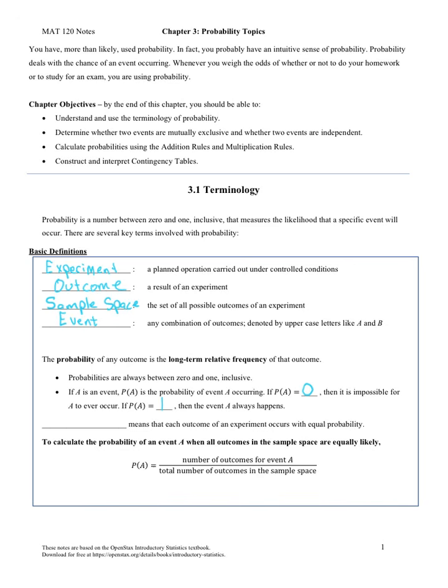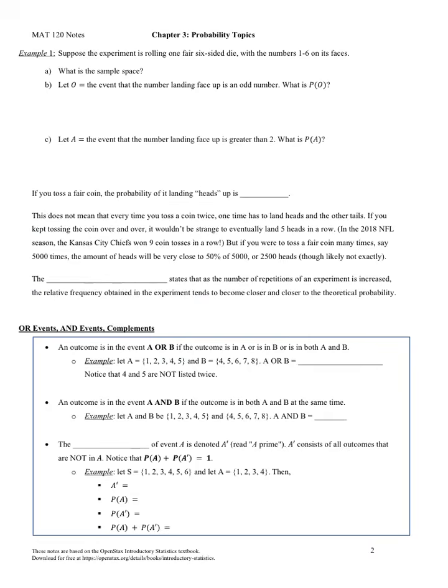Another term: equally likely. Equally likely means that each outcome of an experiment occurs with equal probability. Down here, we have a very important formula to calculate probability. The probability of a certain event, in this case A, is the number of outcomes for event A divided by the total number of outcomes in the sample space. Let's do an example applying all these terms on the next page.